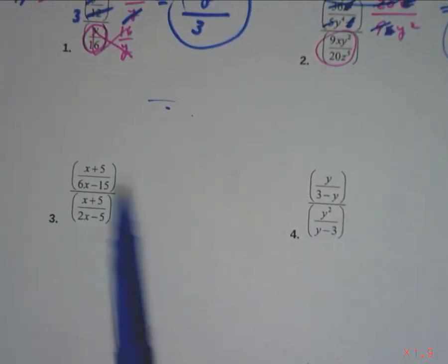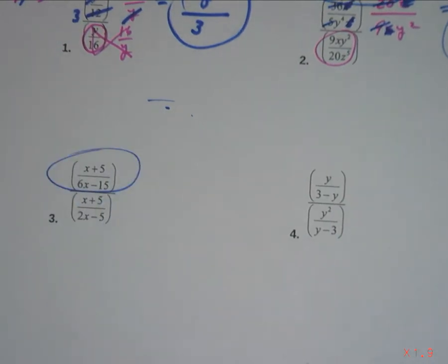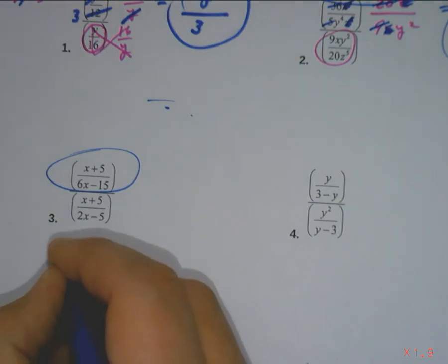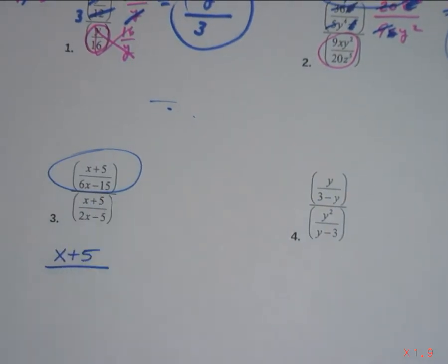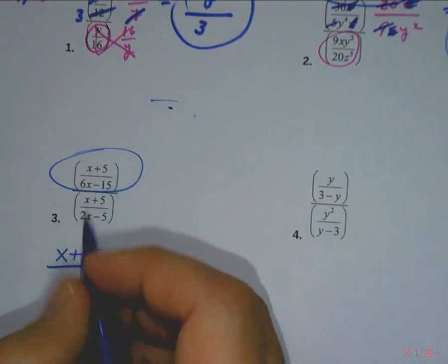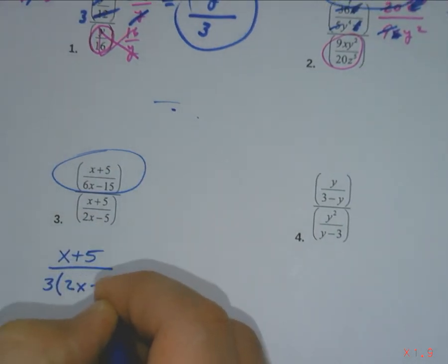If I look at example 3, now I've got binomials here. Okay, so I'm going to do this one here on top. This is x plus 5. If I look at the bottom, if I can factor, I should try to factor. Okay, so 6x minus 15, the first rule of factoring. We don't talk about factoring, no. The first rule is we're looking for a GCF. Yeah, I can take a 3 out. That leaves me with that 2x minus 5.